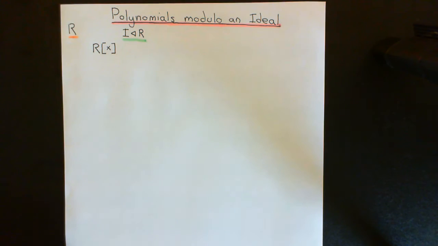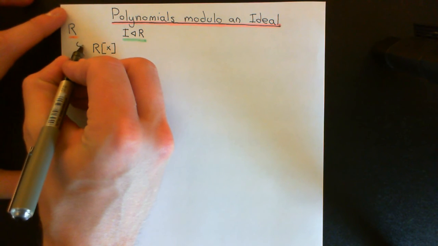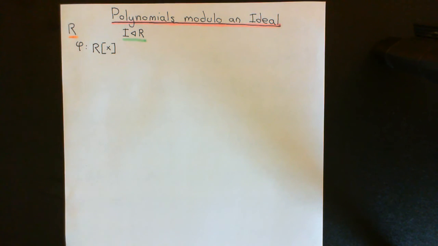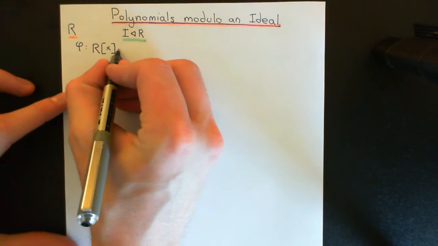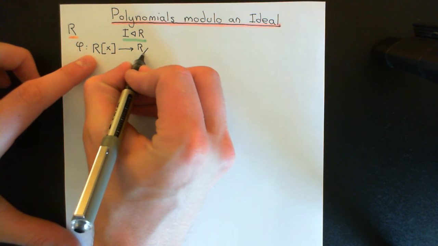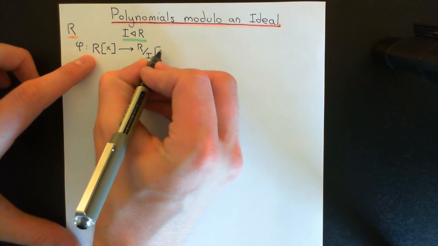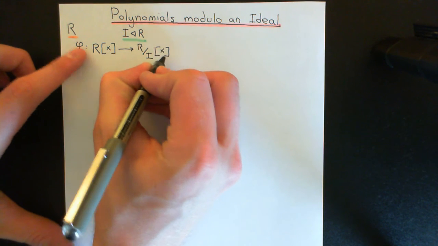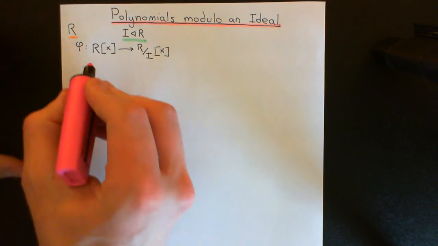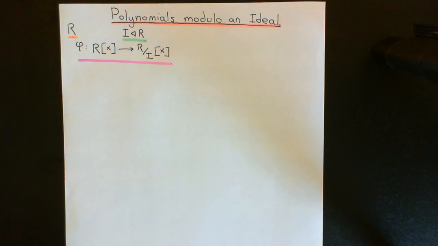Now what we're going to consider is a homomorphism, and I will prove that this is a homomorphism, a mapping from the polynomial ring R adjoin X into the polynomial ring where the coefficients, instead of being in the ring capital R, are instead in the quotient ring R quotiented out by I, adjoin X like so. So this is the homomorphism that we are going to be considering in this video. This is what polynomials modulo an ideal is all about.